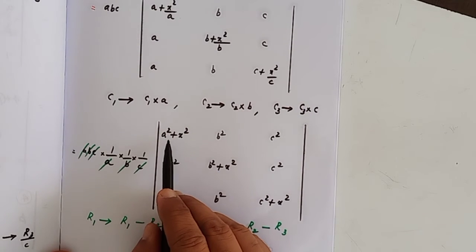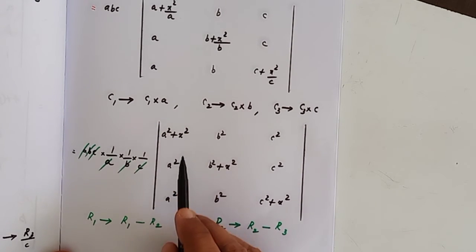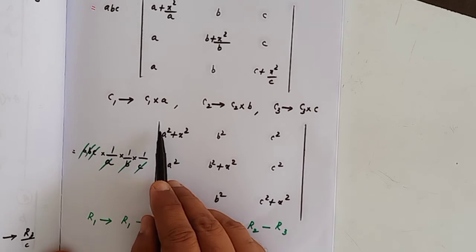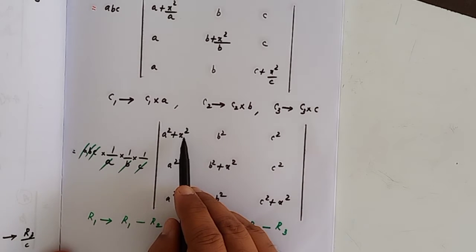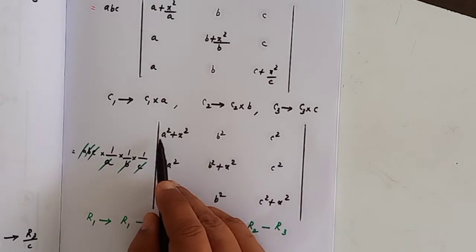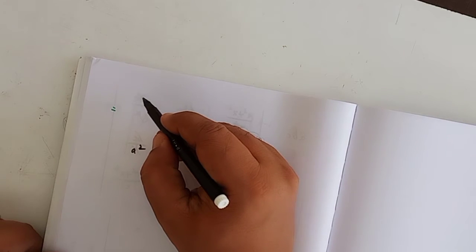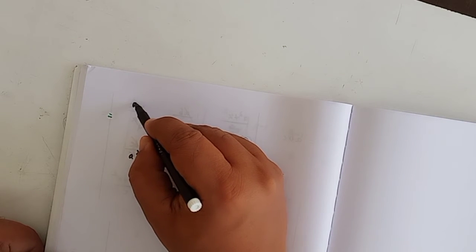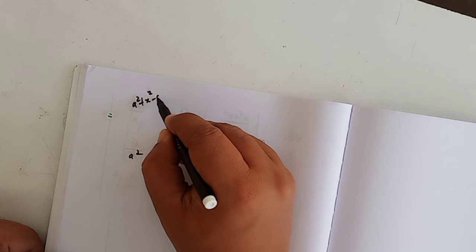If you subtract, a squared plus x squared minus a squared, correct? a squared minus a squared gets cancelled, we will be having x squared. So in one more step we can write a squared plus x squared minus a squared. It will be easy for you.